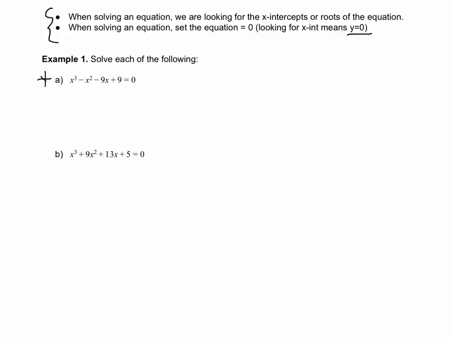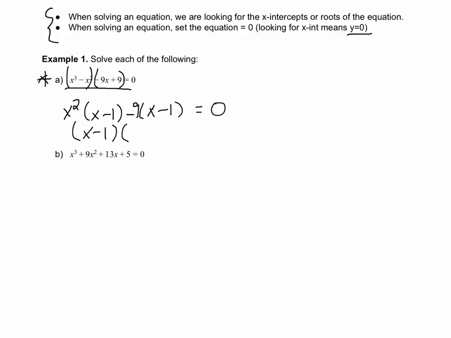Our first example is x cubed minus x squared minus 9x plus 9 equals 0. Remember, you want to double check to see if you can factor by grouping before you try to do long division. This one we can group. If we look at the first two terms, we can factor out an x squared, and we'd be left with x minus 1. And the second two terms, if we factor out a minus 9, we'd be left with x minus 1. This is then going to give us x minus 1 times x squared minus 9.